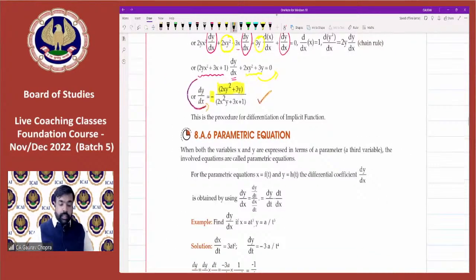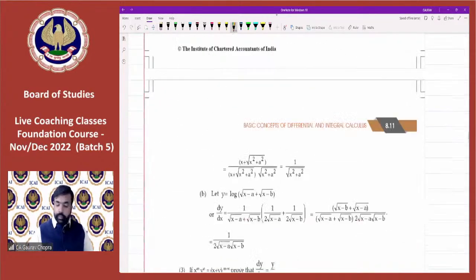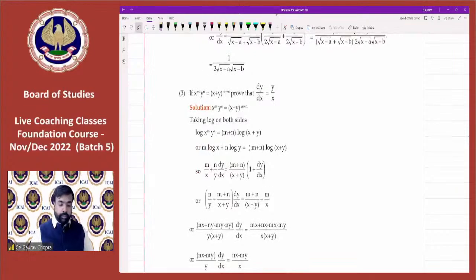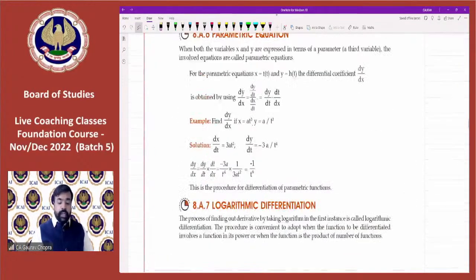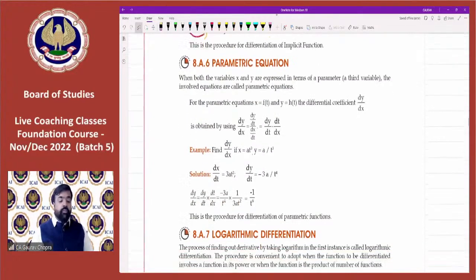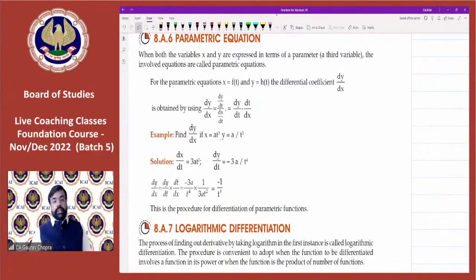So now, let us take some questions from here. The next concept is the parametric equation. Now here what will happen? We have two separate equations. We have to solve them and get the result for dy by dx.